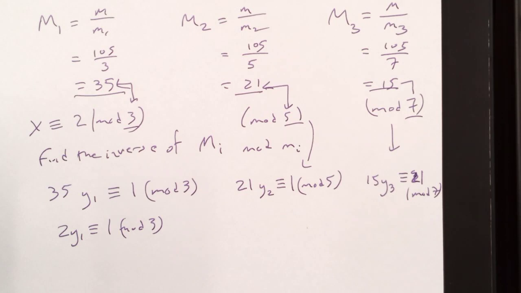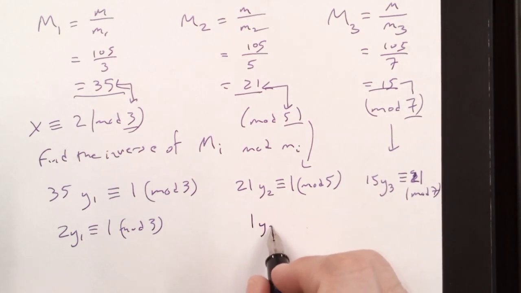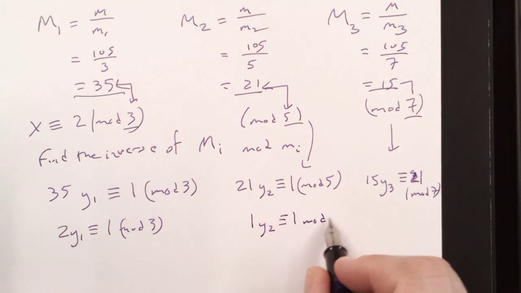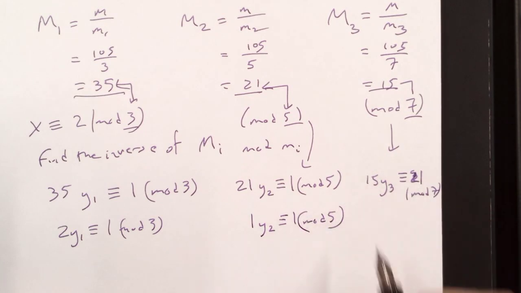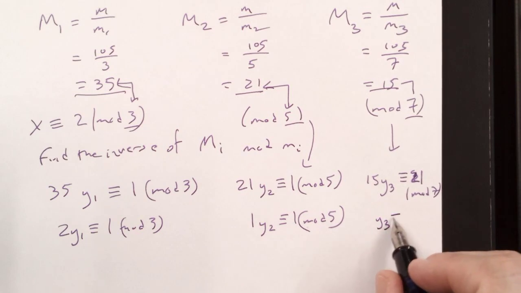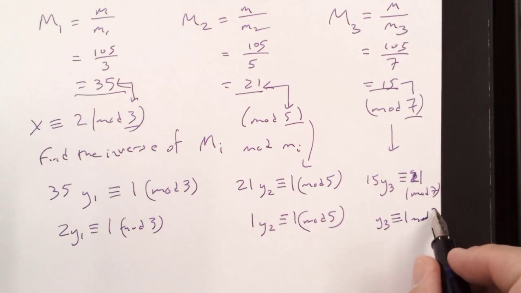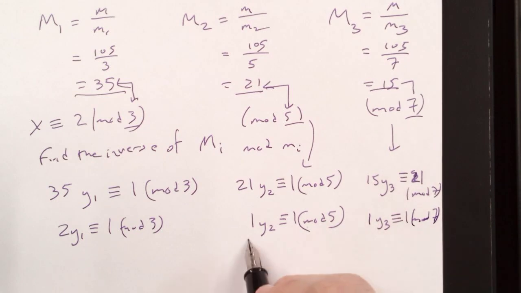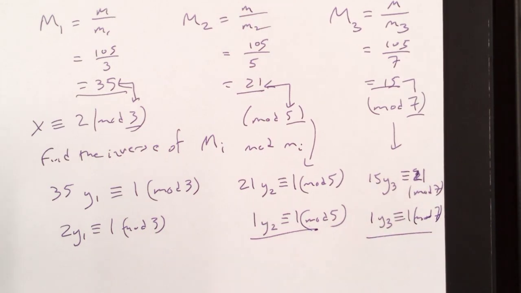21 mod 5 is just 1. Mod 7, 15 mod 7 is also 1. Hey, wait a minute. That means that one's solved and that one's solved. 1 y2 is equal to 1. Therefore, y2 is 1. Same thing with y3. Now y1.